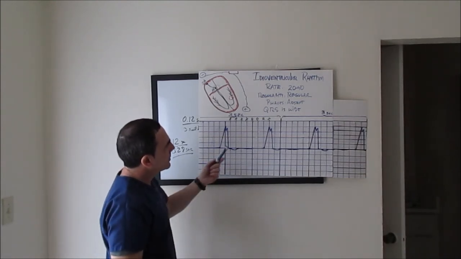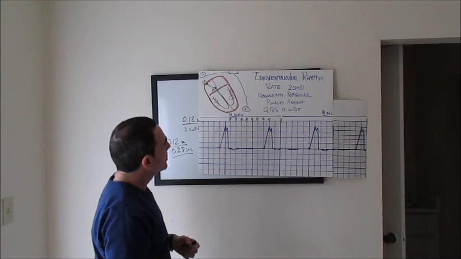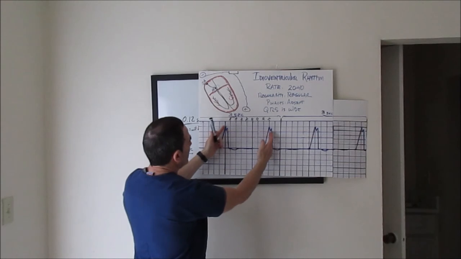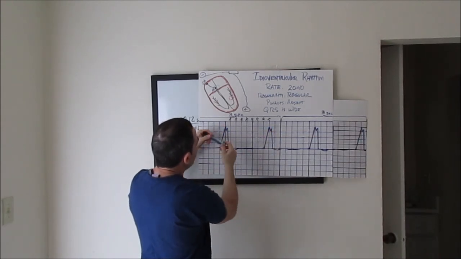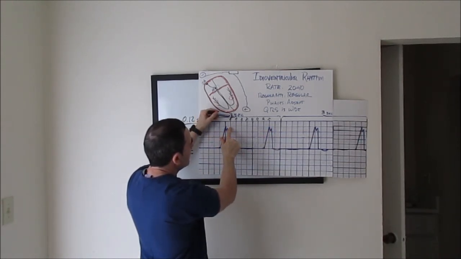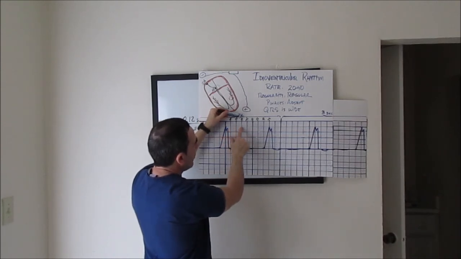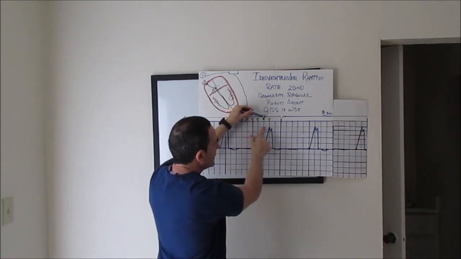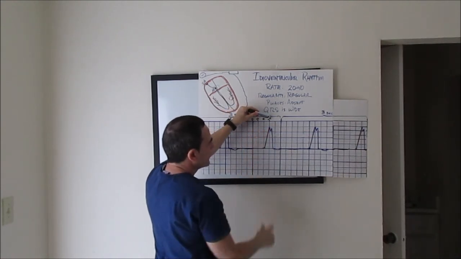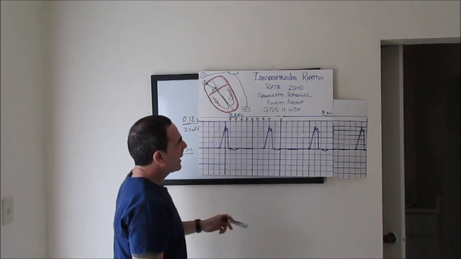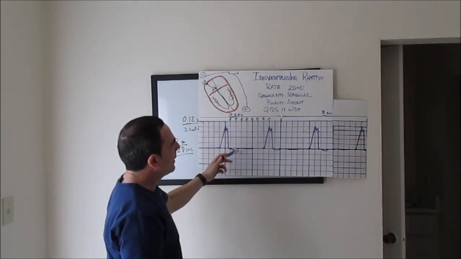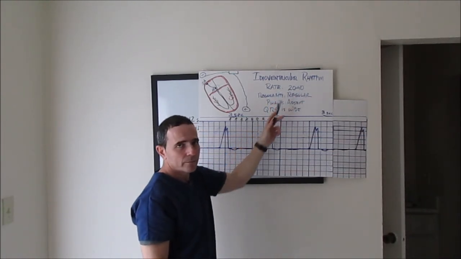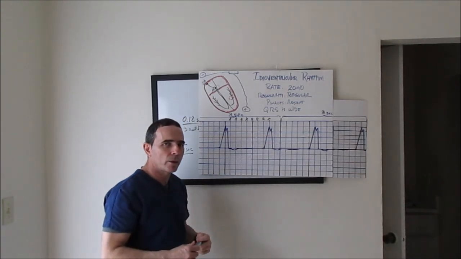Okay, and if you want to obtain the rate in this case, between RR, the first big box is 300, 150, 100, 75, 60, 50, 43, and 37. The heart rate in this case is 37. It's between 20 and 40. That's okay. It's very, very slow.